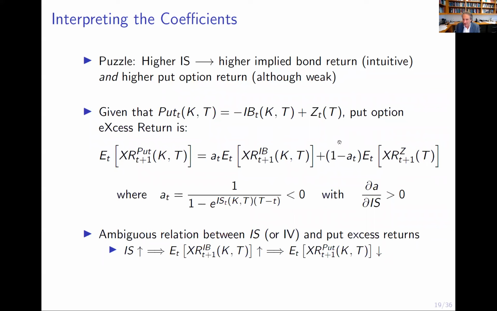Sorry, this is positive overall. On the other hand, A changes. The way that you give it to the two components changes too. In fact, if implied spread increases, the weight on A goes closer to 0. So this term disappears if you want, and so you give more weight just to Z.